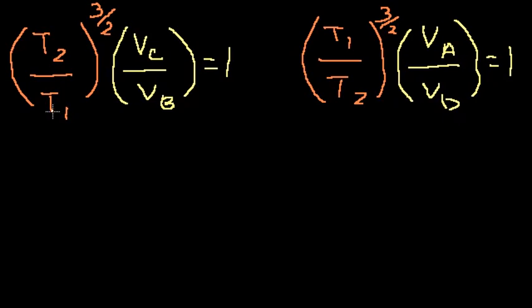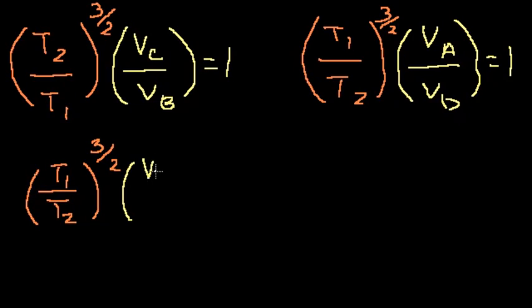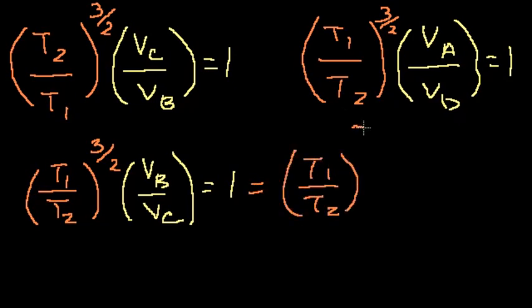So obviously, if we take the reciprocal of this, we could just say this is T2 over T1 to the minus 3/2 power, which is the same thing as T1 over T2 to the 3/2 power, right? That's just the reciprocal. And we're taking both sides to the -1 power, so we're going to have to take this to the -1 power, VB over VC. And when you take the reciprocal of 1, that still equals 1. So we could say that equals this thing over here. So that is equal to T1 over T2 to the 3/2 power times VA over VD.